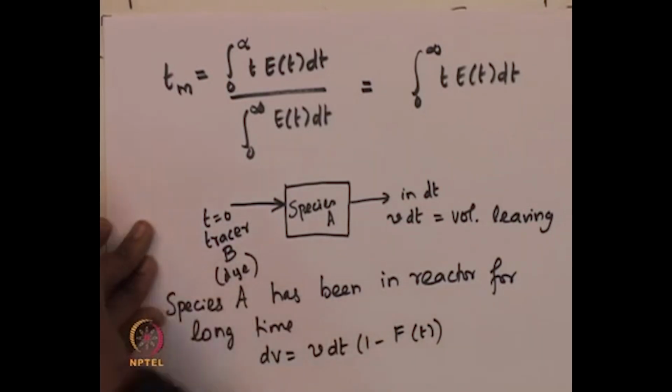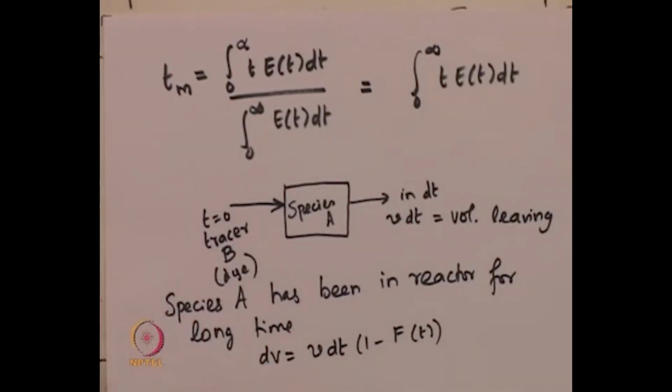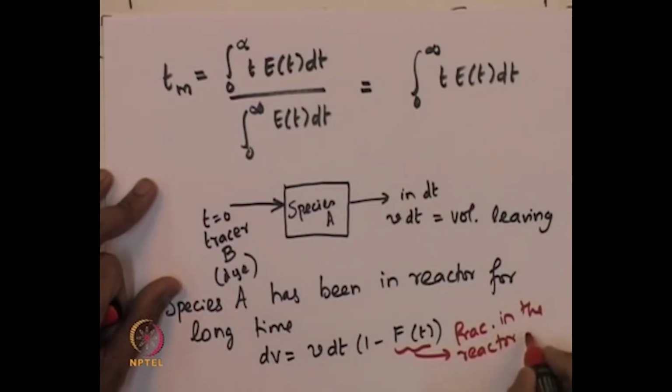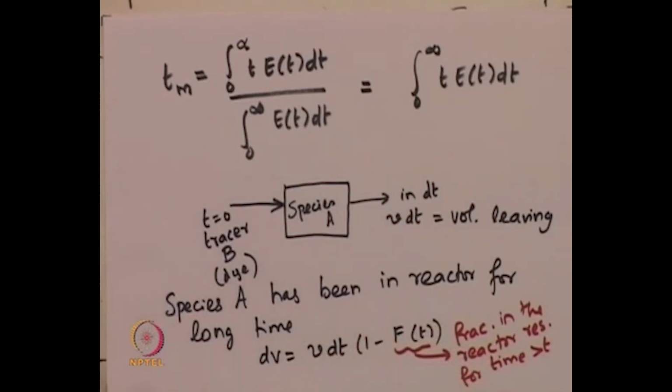So, this is the fraction which is actually, so that is the fraction in the reactor residing for time larger than t. Okay. So, 1 minus f t multiplied by the volume of the effluent stream will actually tell us what is the amount of species A which is actually leaving the reactor in that small time dt.